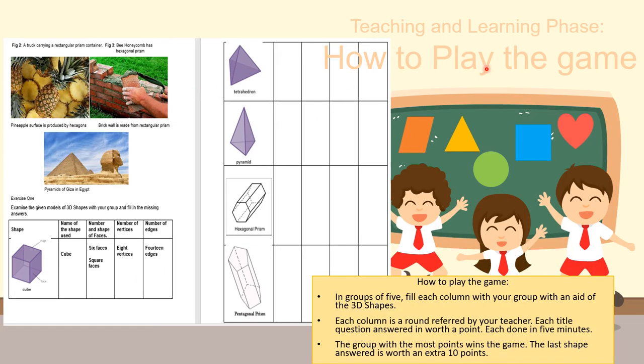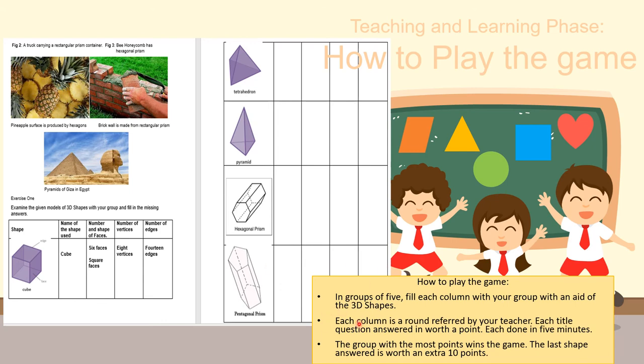To explain further how to play the game, fill each column with your group. With this one it's very crucial, because now, using the small group teaching strategy, you have to tell them, help your classmates, help your peers, how to answer this, how to answer that, how to count the faces, how to count the edges, work together. And for me to consider your answer in the group, and to not be disqualified, each group member should have the same writing, okay? And the corrections will be done by me.